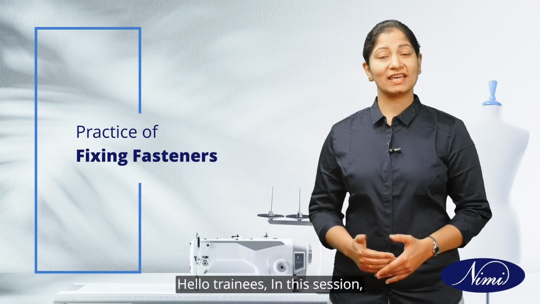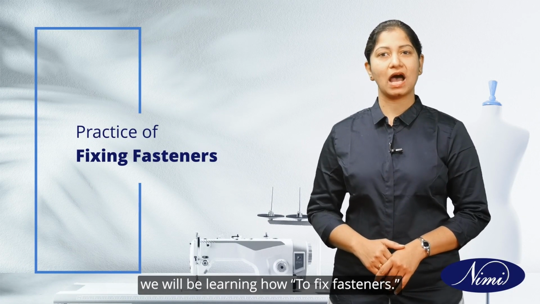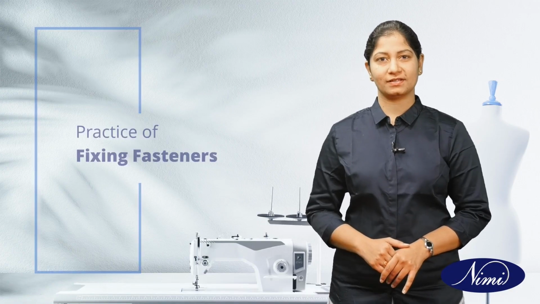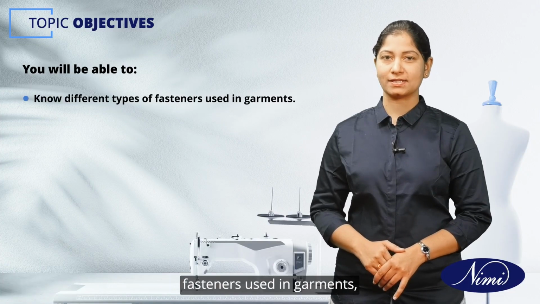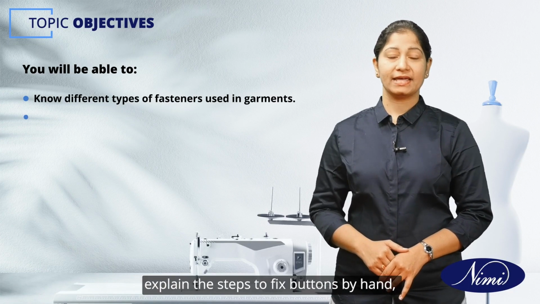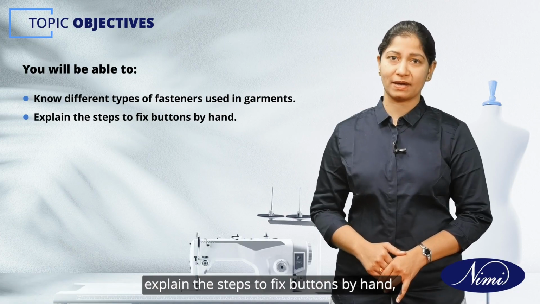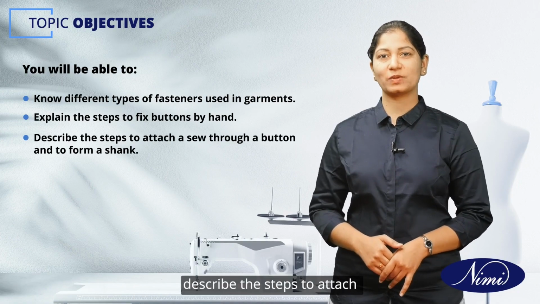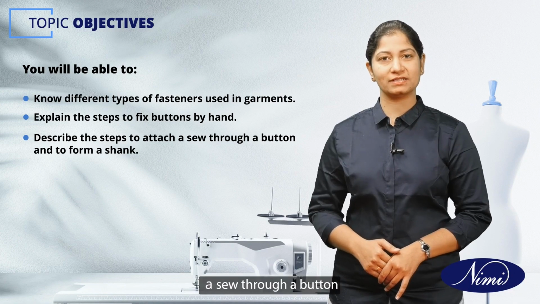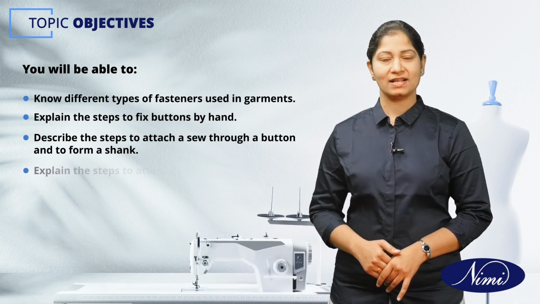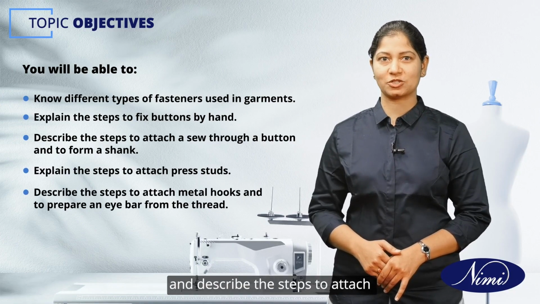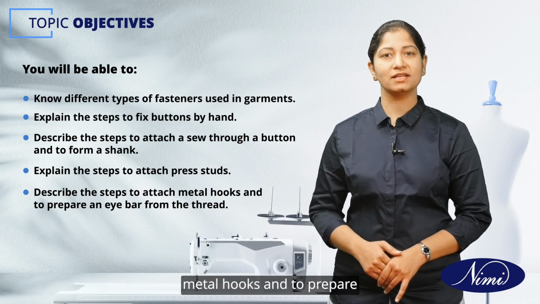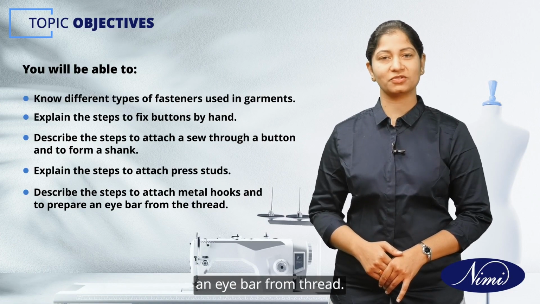Hello trainees, in this session we'll be learning how to fix fasteners. At the end of this session, you'll be able to know different types of fasteners used in garments, explain the steps to fix buttons by hand, describe the steps to attach a sew-through button and to form a shank, explain the steps to attach press studs and describe the steps to attach metal hooks and to prepare an eye-bar from thread.